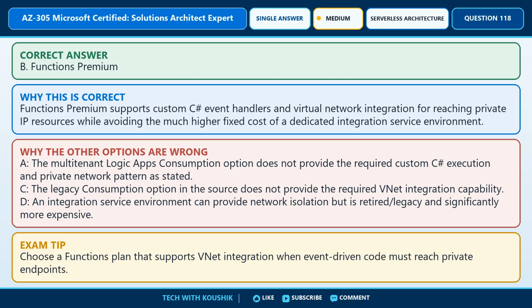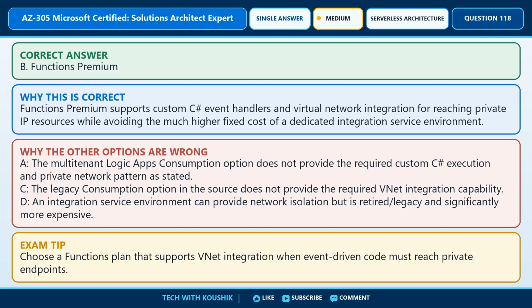The other choices do not satisfy the requirement because A, the multi-tenant Logic Apps Consumption option does not provide the required custom C# execution and private network pattern as stated. C, the legacy consumption option in the source does not provide the required VNet integration capability. D, an integration service environment can provide network isolation but is retired/legacy and significantly more expensive.